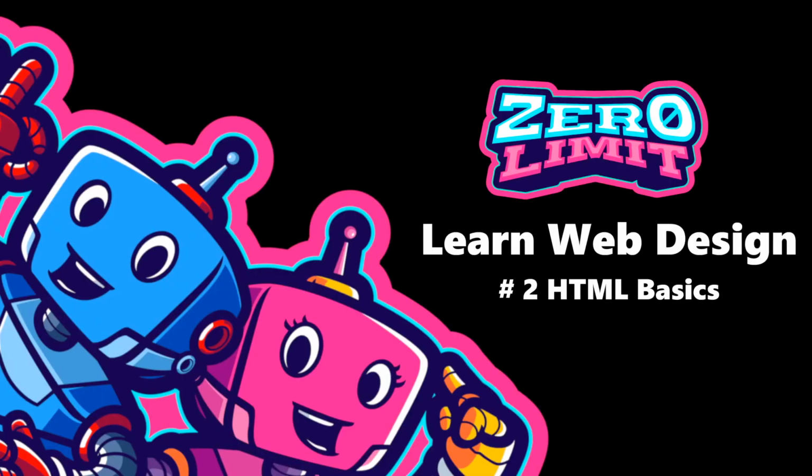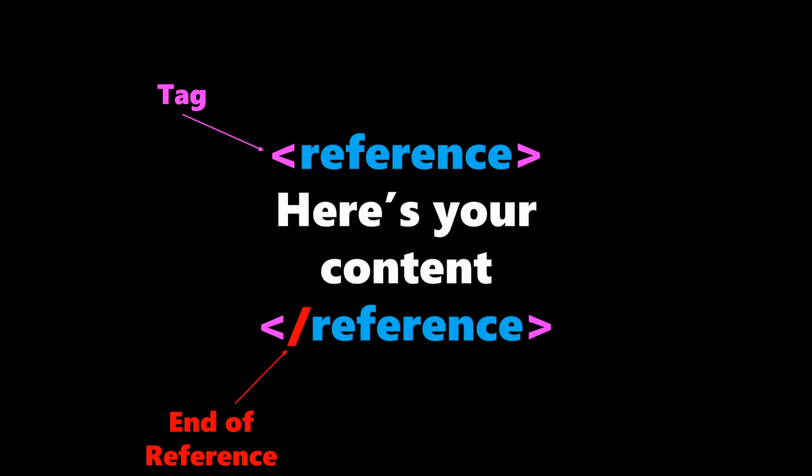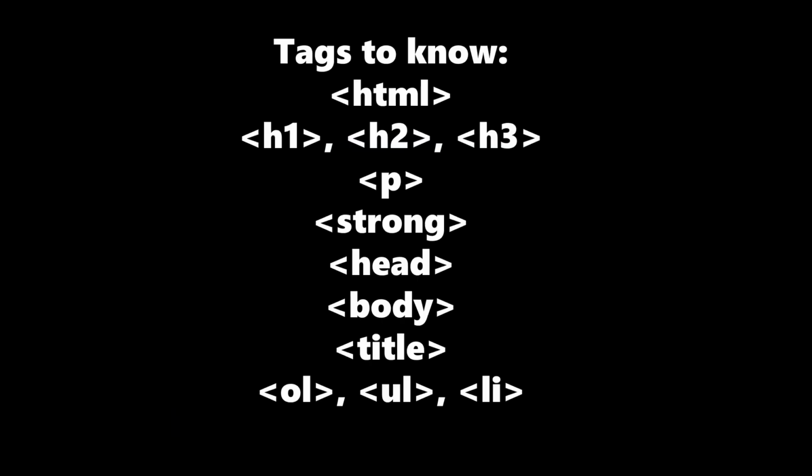So just to recap what we did in this video, basically, the first thing to know, HTML is made up of tags. It gives structure to your website, and these tags can have different references. So you have a tag, for example, less than, reference, greater than. You put your content, and then you have to close off that tag by putting a slash before the reference. Now, here are the most important tags to know.